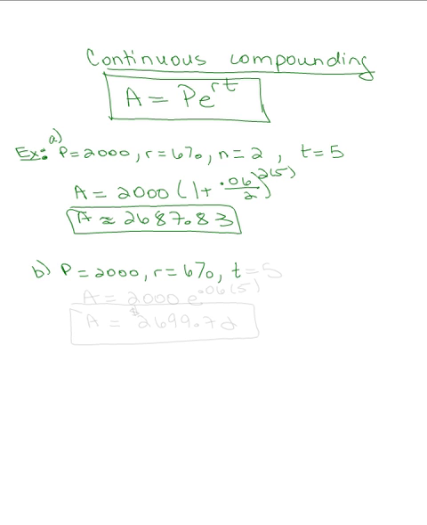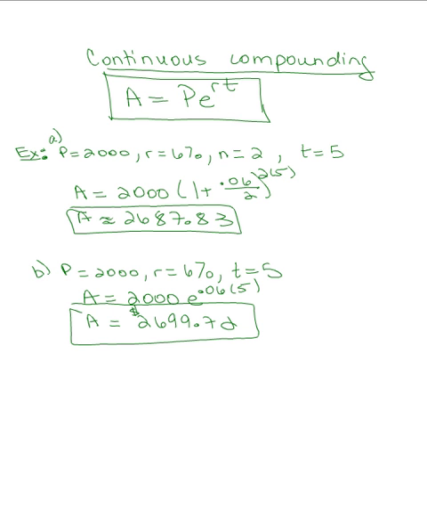Now, if we assume the same thing except that it's being compounded continuously, so there is no n in this problem, if we plug this into A equals P e to the RT, we get $2,699.72. Now that may not seem like a huge difference, but this is only after 5 years.